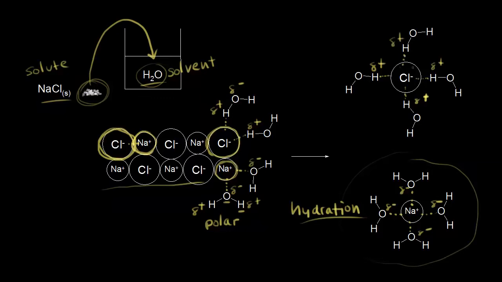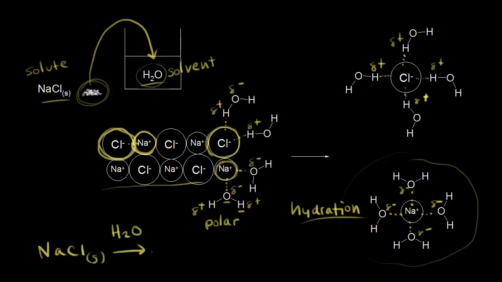So the end result is each sodium cation is surrounded by water molecules, and each chloride anion is surrounded by water molecules. So the sodium chloride has dissolved in water. We formed a solution, an aqueous solution of sodium chloride. And the way that you see that written, here we have solid sodium chloride, which we put into water, our solvent, right? And the water molecules surrounded our ions.